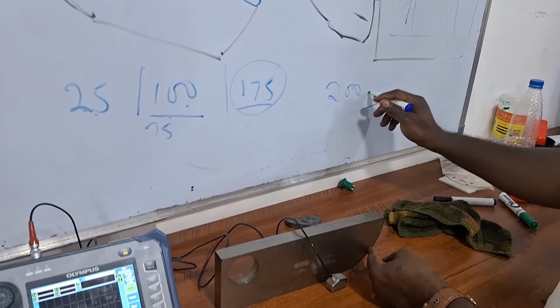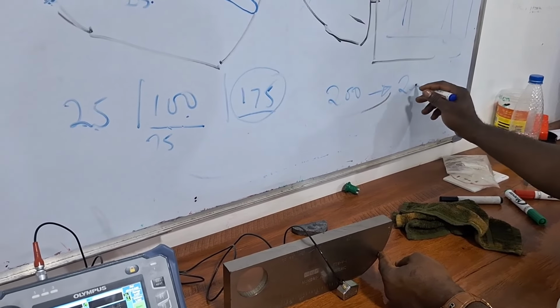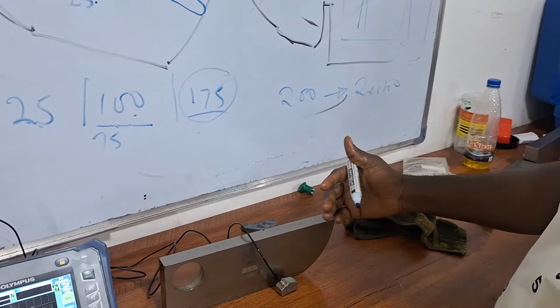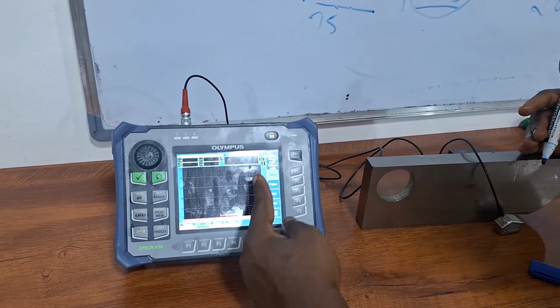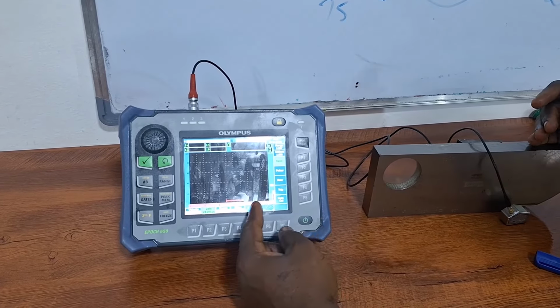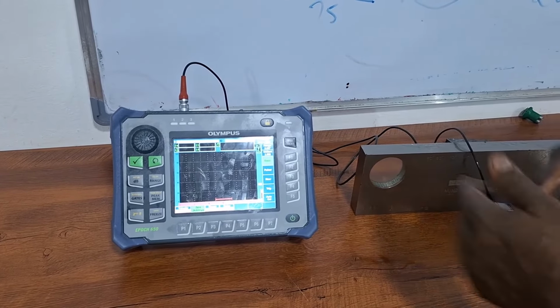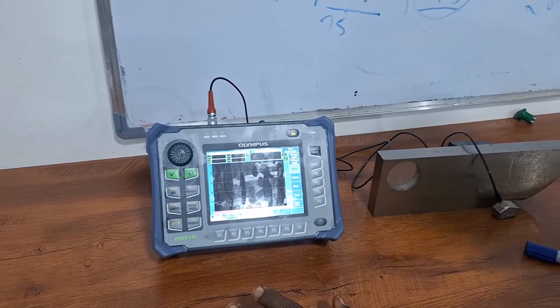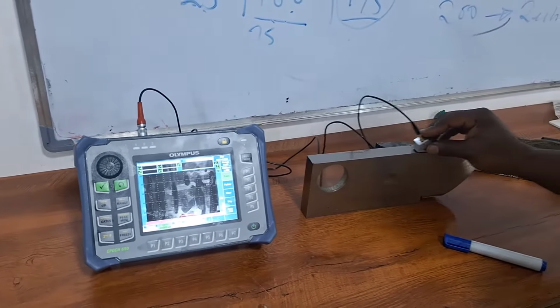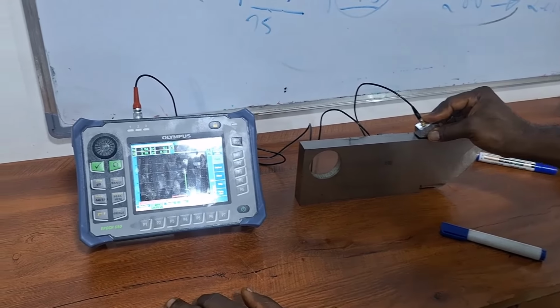So I can only possibly get 2 echoes, which means I will get one at my 5th graticle, and I will get the next one on my 10th graticle. Before you go into your calibration, like I always say, you would have done all the setup and you have inputted your values.